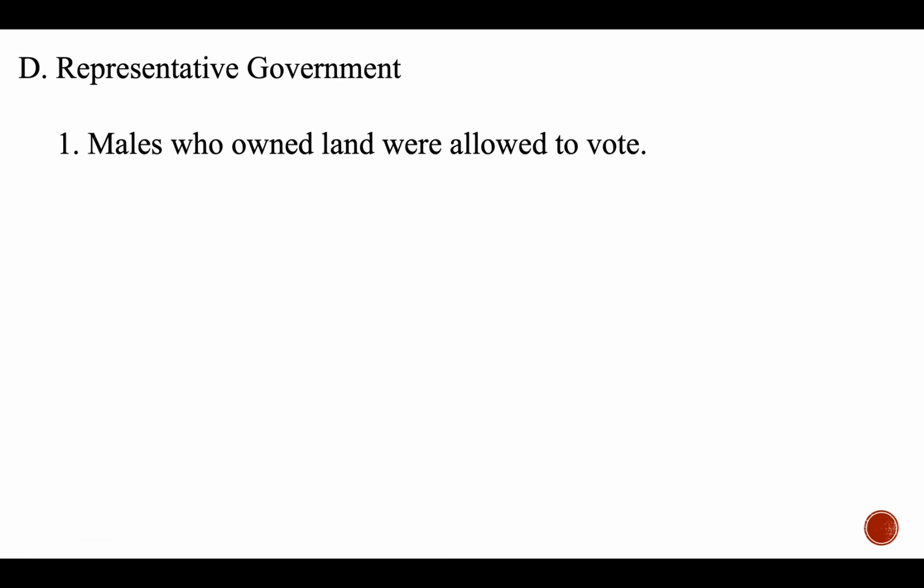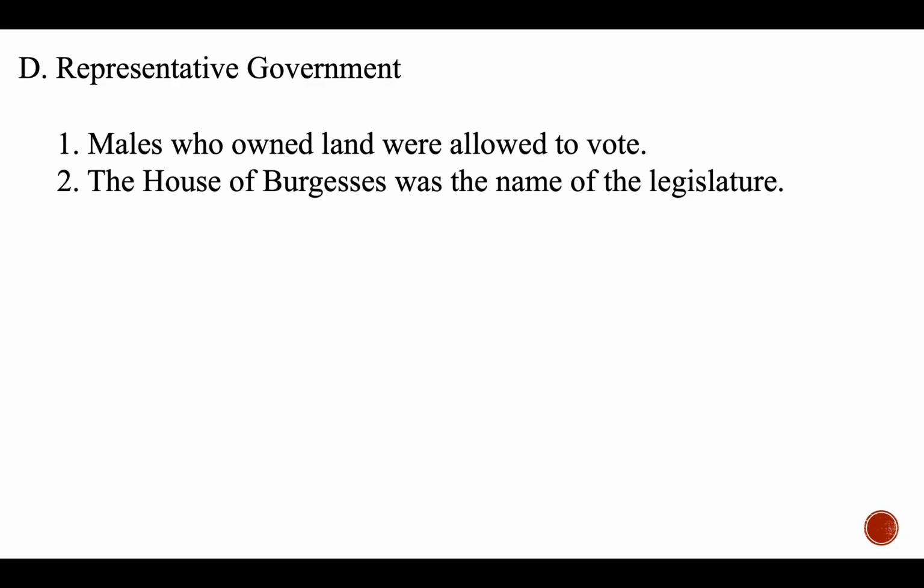In Jamestown, they would have a representative government. Males were allowed to vote if they owned property. Ladies, sorry, you're not allowed to vote. And if you were a male and you didn't own land, you were not allowed to vote. They had an elected legislature. They called it the House of Burgesses.